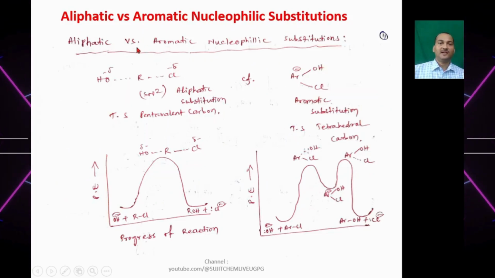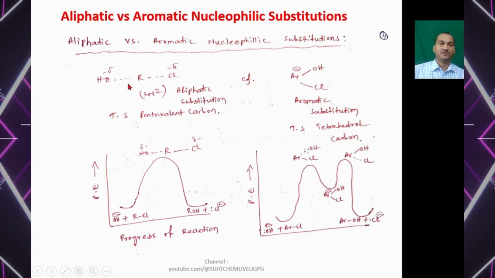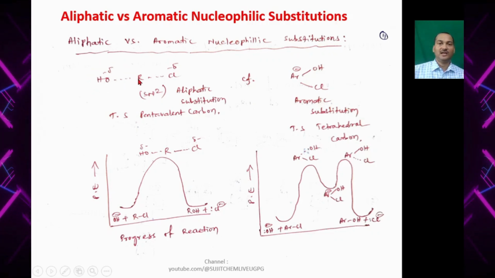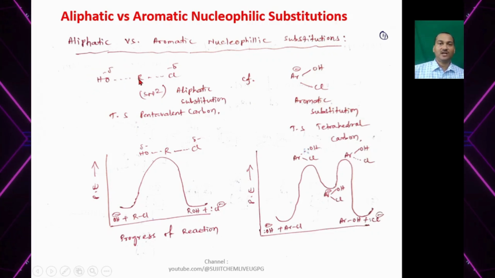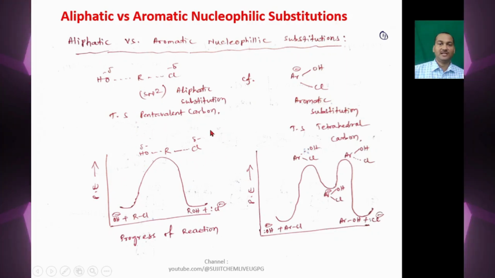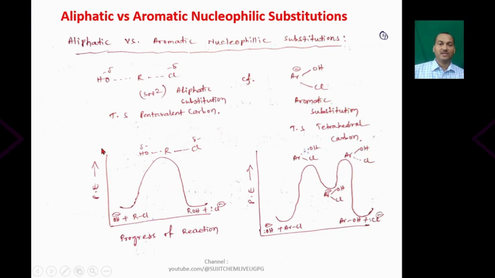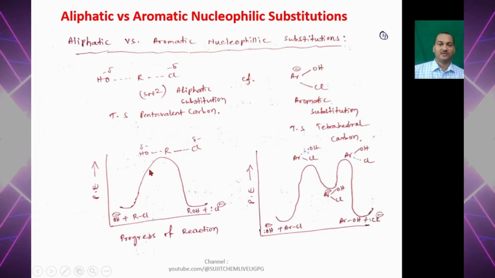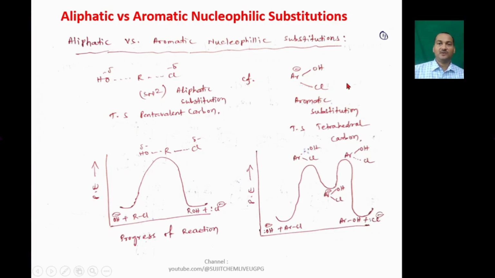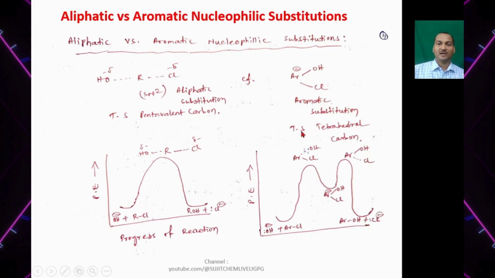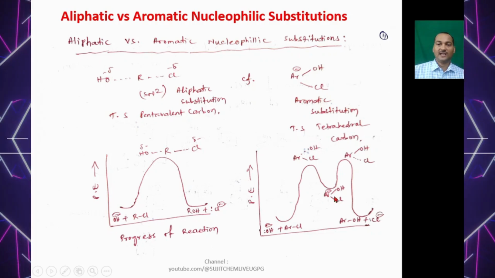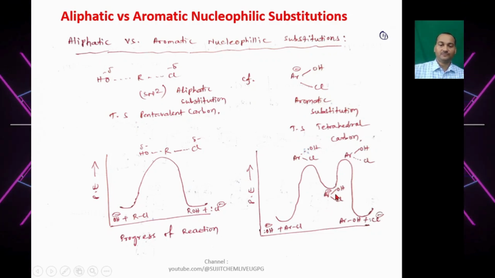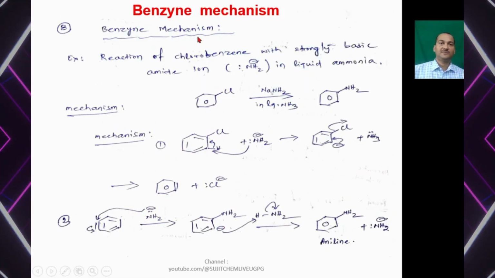So let's talk about aliphatic versus aromatic nucleophilic substitution. So generally in an SN2 reaction, what happens? The incoming nucleophile will attack the alkyl halide from the backside. So you can have this pentavalent transition state. So here is the profile you can see, progress of reaction versus potential energy. But in case of aromatic nucleophilic substitution, you can have a transition state with tetrahedral carbon. ArCl plus OH minus.